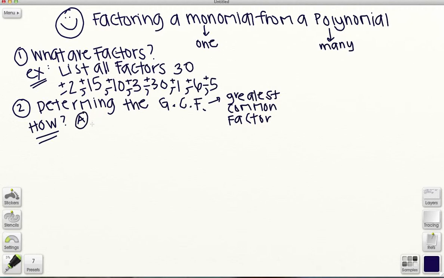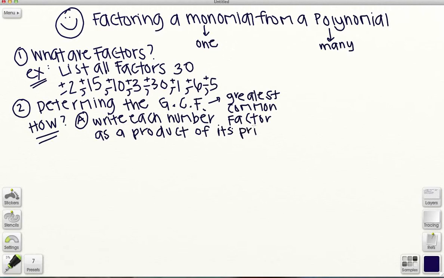Step A, you're going to write each number as a product of its primes. And remember, a prime number is a number that can only be divided by itself and by 1.